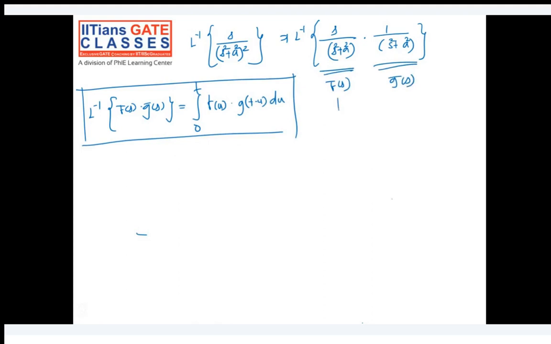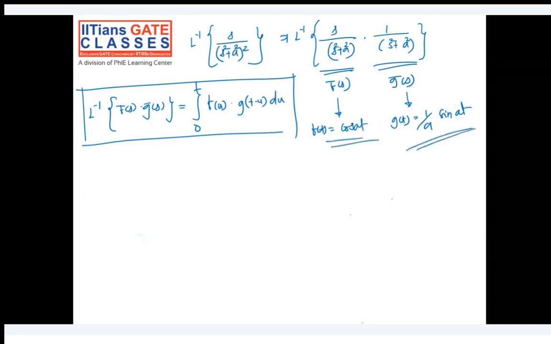So what is the inverse Laplace? What is f of t corresponding? F of t will be, in this case, cos of at. And what is g of t? G of t will be 1 upon a sine of at. Do you agree? These are your f of t and g of t.